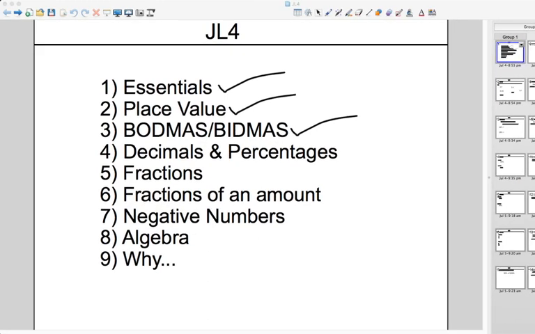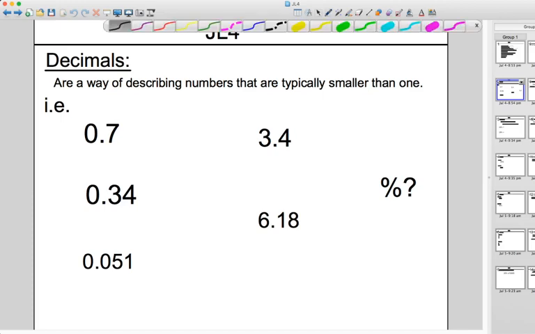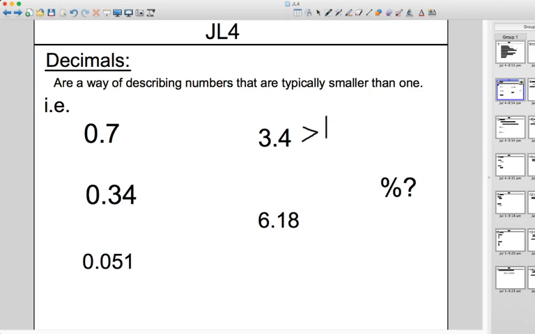Okay, let us go through decimals and percentages today, which I know is a favourite of yours. Decimals are a way of describing numbers that are typically smaller than 1, although they can be bigger than 1. So here we've got 3.4, and that is most definitely bigger than 1. That is less than 1. That's less than 1. That's less than 1. That's bigger than 1.